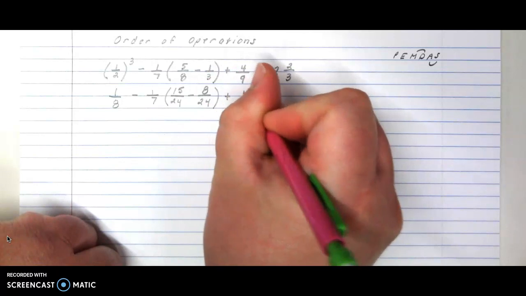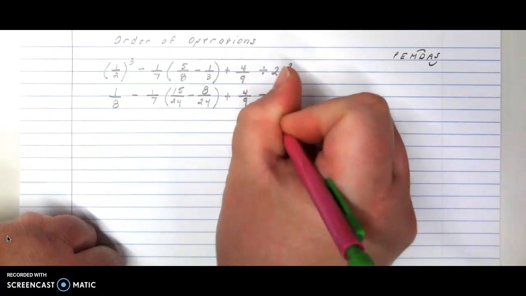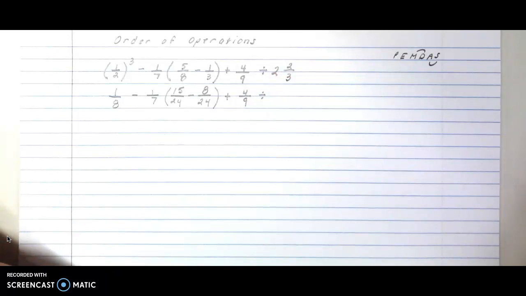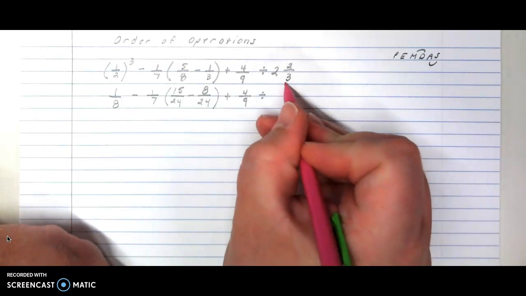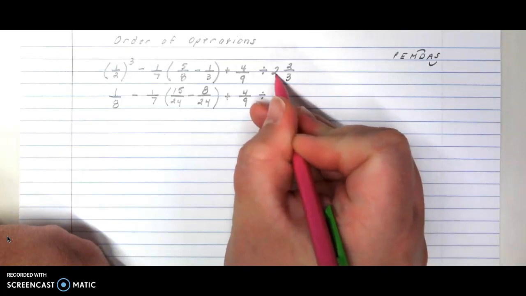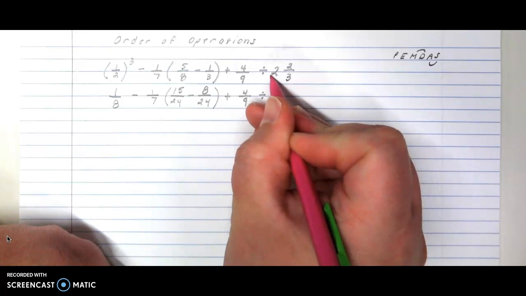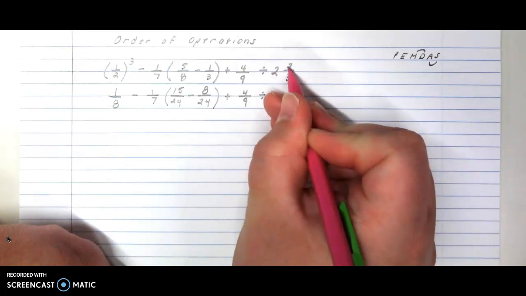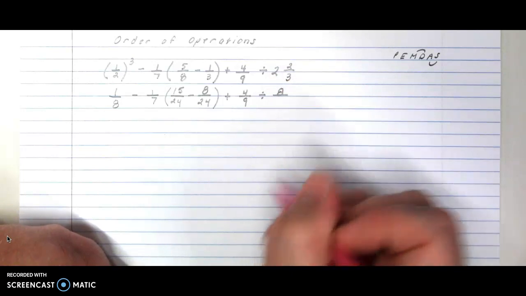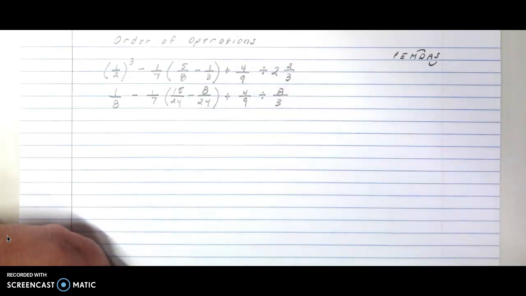We're going to bring down the plus 4/9, and then we're going to divide. We're also going to convert this 2 2/3 to an improper fraction so that we can work with it. So remember, to convert a mixed number into an improper fraction, we take the denominator, which is 3, we multiply it by the number in front, which is 2, so 3 times 2 is 6, and then we add 2, so that's 8. So this turns into 8 over, and then we keep the denominator, which is 3.